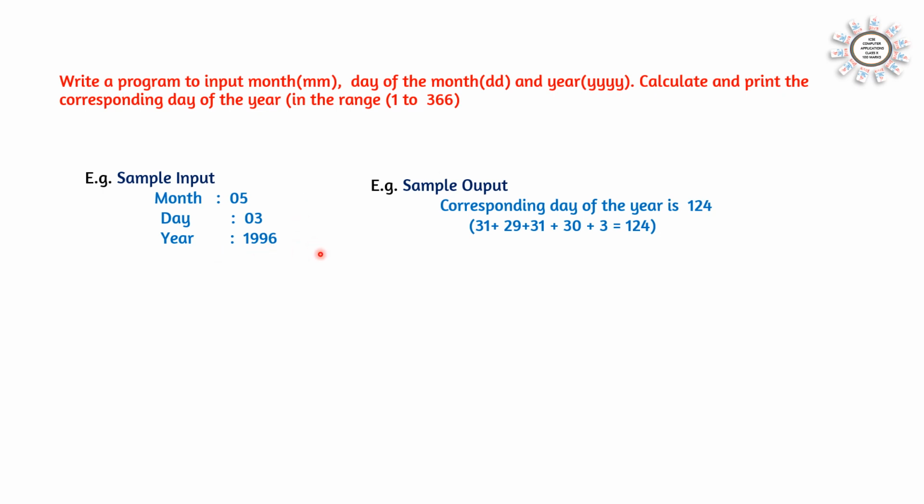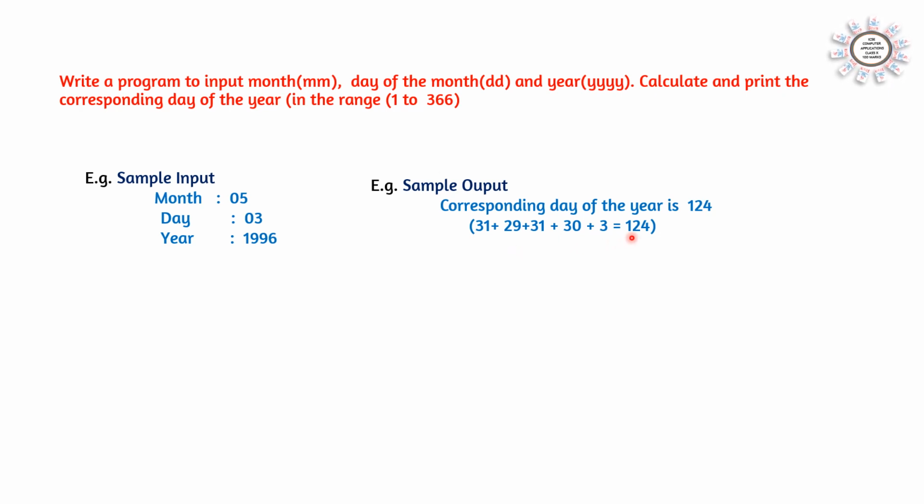If this is the example, if we start counting from 1, that means January 1 as 1, January 2 as the second day, January 3 as the third day. When we reach May 3, it will be 124. That means count the number of days from each month: 31 from January, 29 or 28 according to the leap year from February, March, April, and then the third day of May.